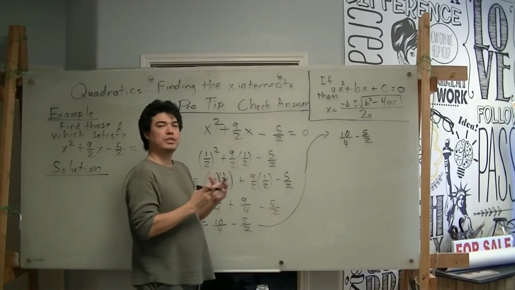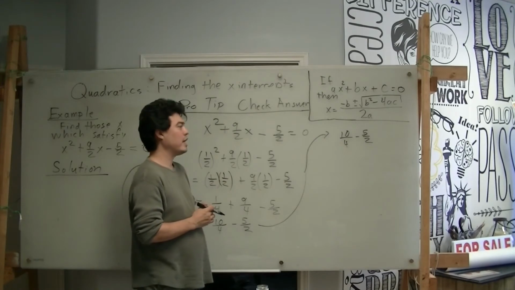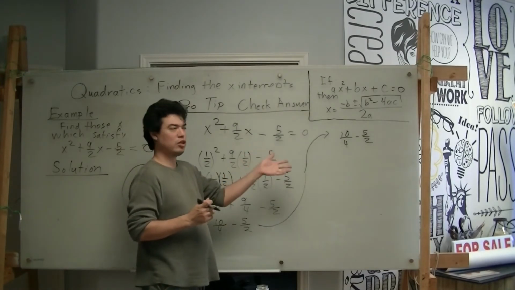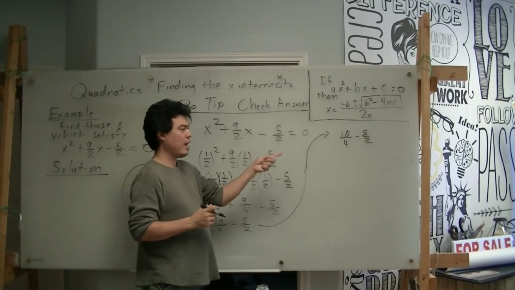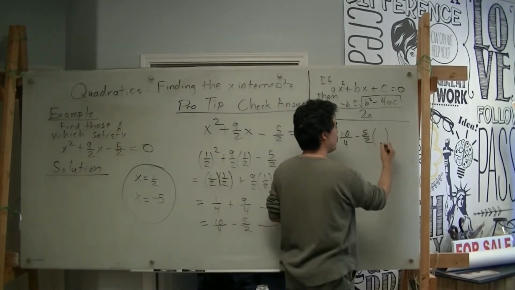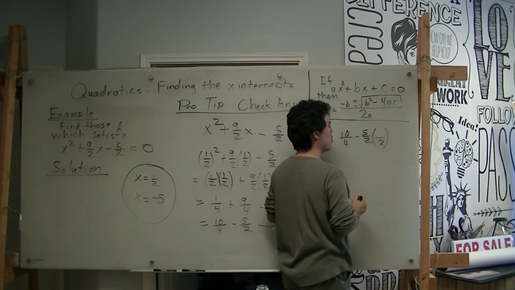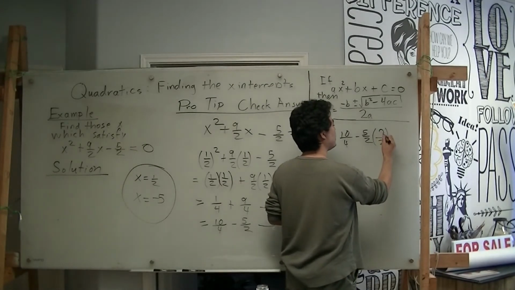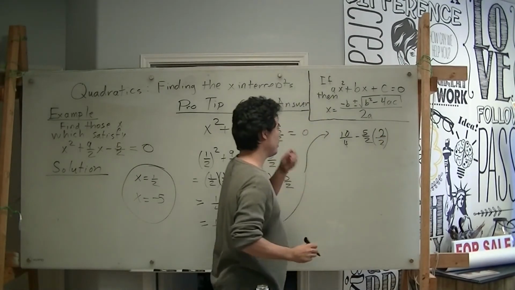can I multiply 2 by a number to get 4? So that I can get the 5/2 to have the same denominator as the 10 fourths. And indeed I can. If I multiply 2 by 2, I get 4. So in this case, I'm going to multiply the second fraction by 2 over 2.